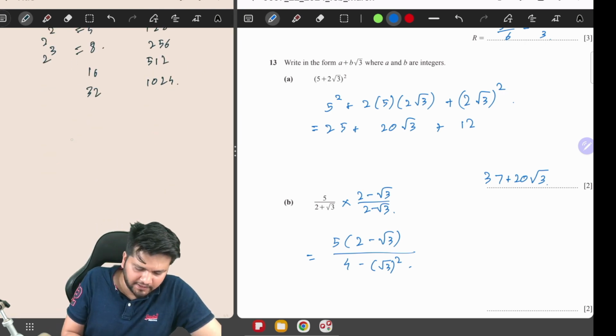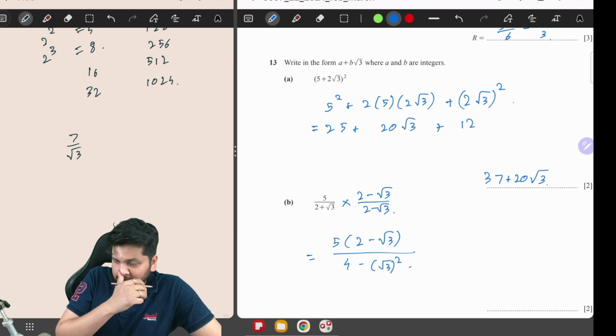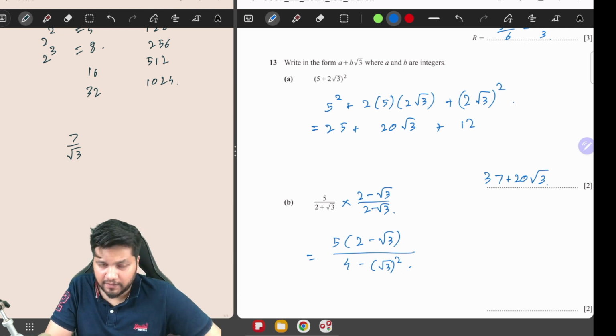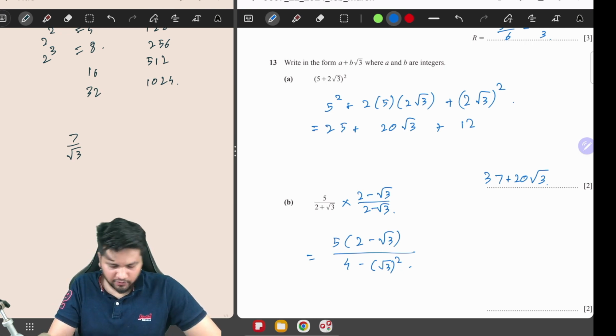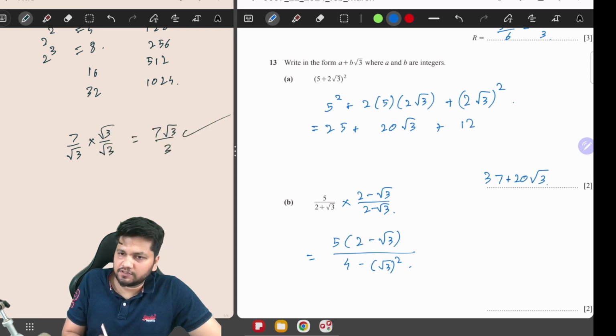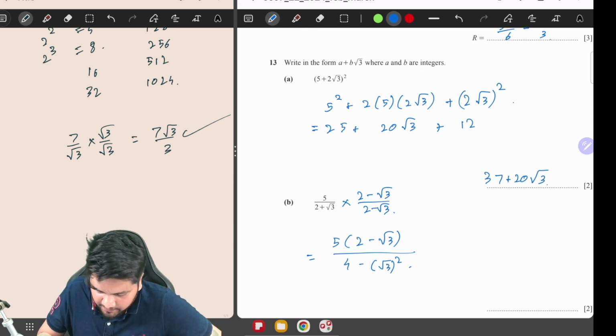Just to let you know, if it is 7 by root 3, I just have to write it in the rationalized form. In that, I don't want root in the denominator. In the numerator, I don't care. I just don't want root in the denominator. So I'll multiply by root 3 and divide by root 3. I'll get the answer as 7 root 3 by 3. So this is the normal form, whatever it is.